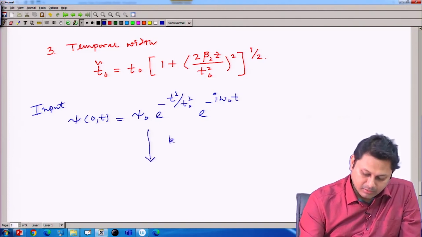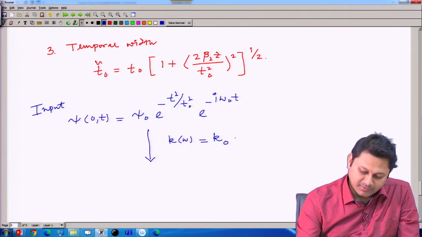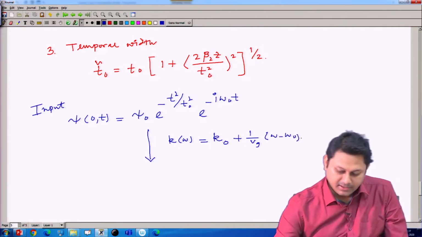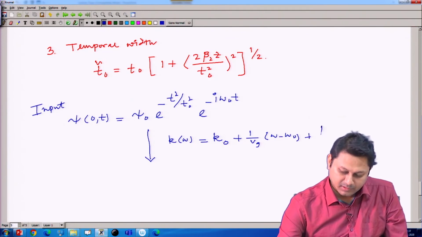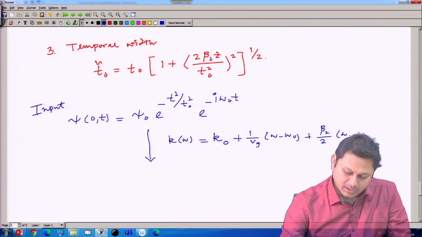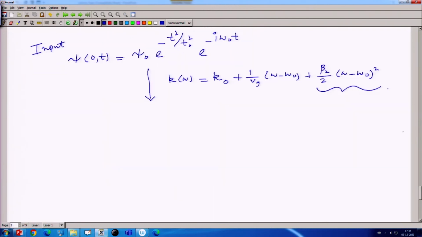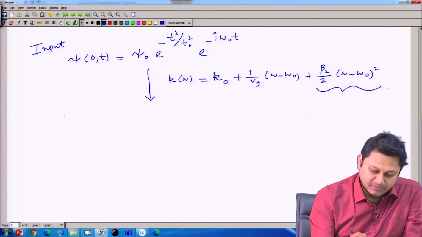k of omega is a medium through which the pulse is propagating, and this medium is characterized by 1 by Vg times (omega minus omega 0), and then the important dispersion term plus beta 2 divided by 2 times (omega minus omega 0) square. This is the important dispersion term. When this term was added, then we find my final form in this way.